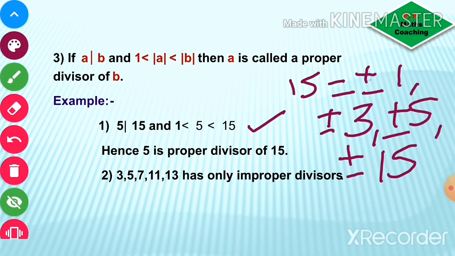Why are they proper divisors? Because they satisfy this condition: 1 less than mod a less than mod b. Hence in our example, 5 divides 15, that means here 5 is a proper divisor of 15.